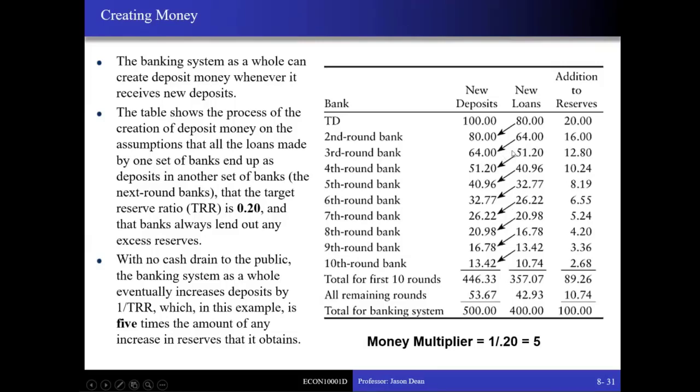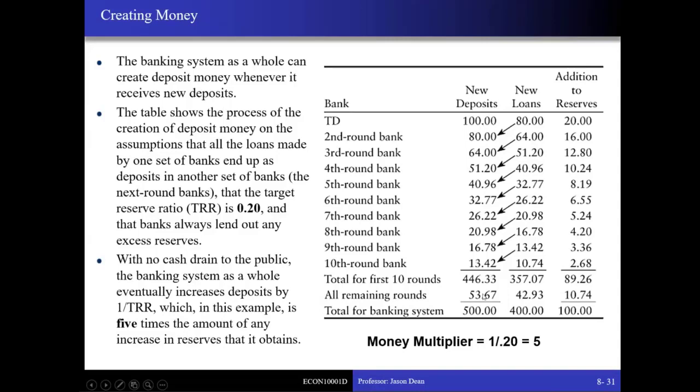You can clearly see that in the third round, this $64 becomes a new deposit. That bank only wants to keep 20%, the rest gets loaned out, and so on. The process goes on for quite a while. If we look here, the total for the first 10 rounds would be 446.33 in new deposits made, 357.07 in loans, and 89.26 in addition to reserves. So this is all from the initial 100.